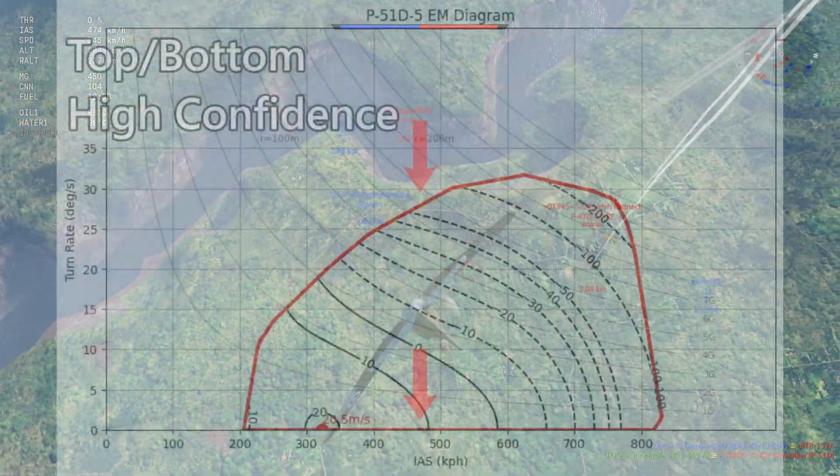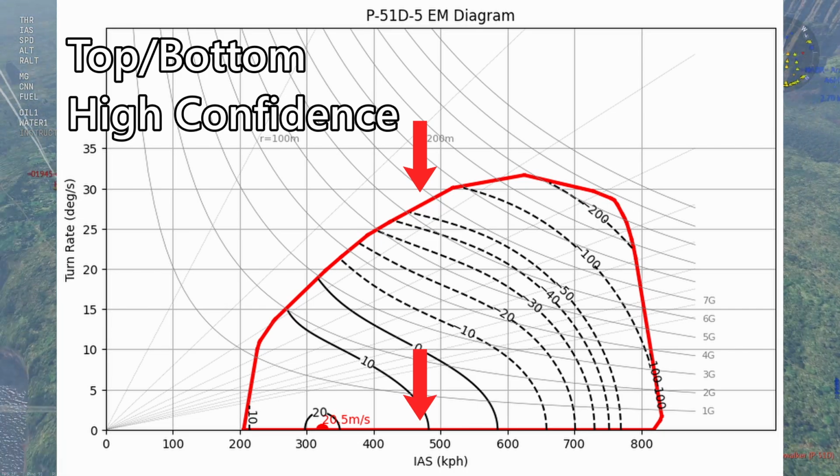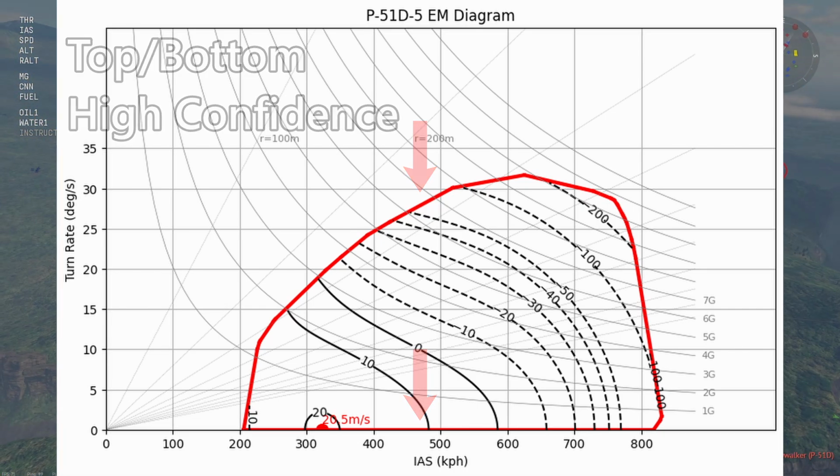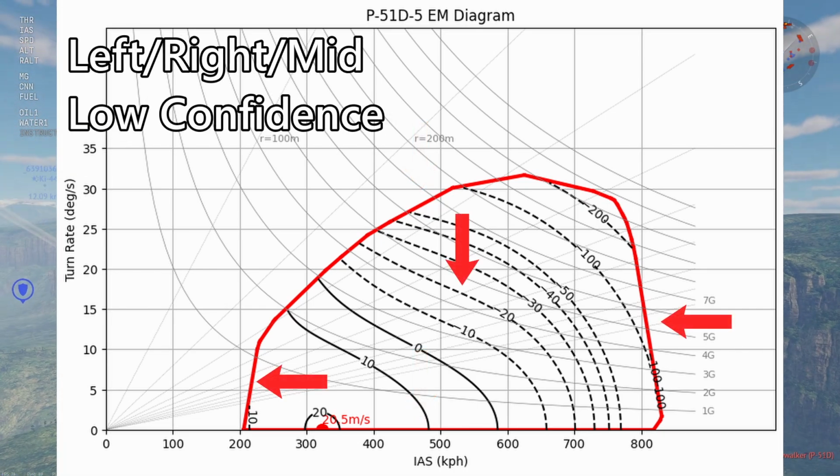Basically, the stuff along the top edges and bottom edges are high confidence, but stuff along the left and right, as well as the middle, are more prone to errors.